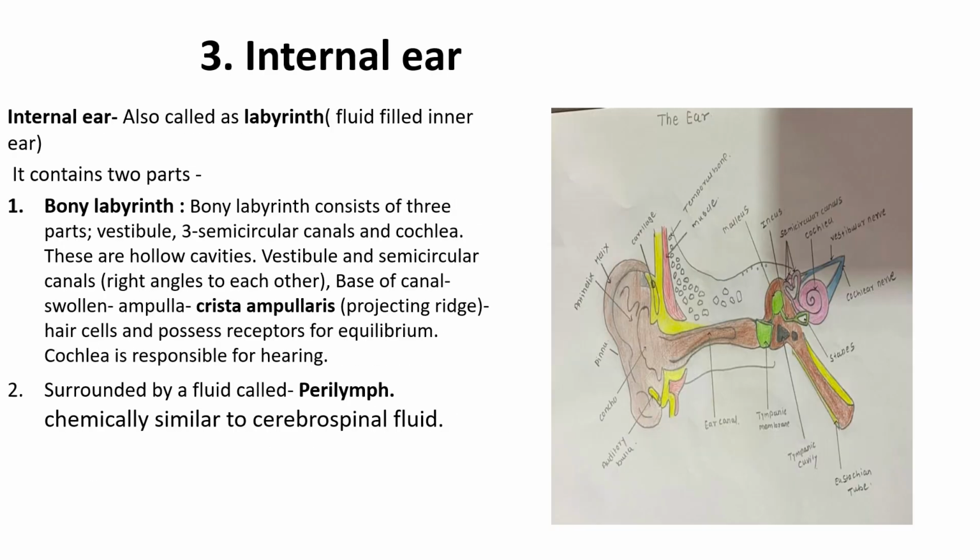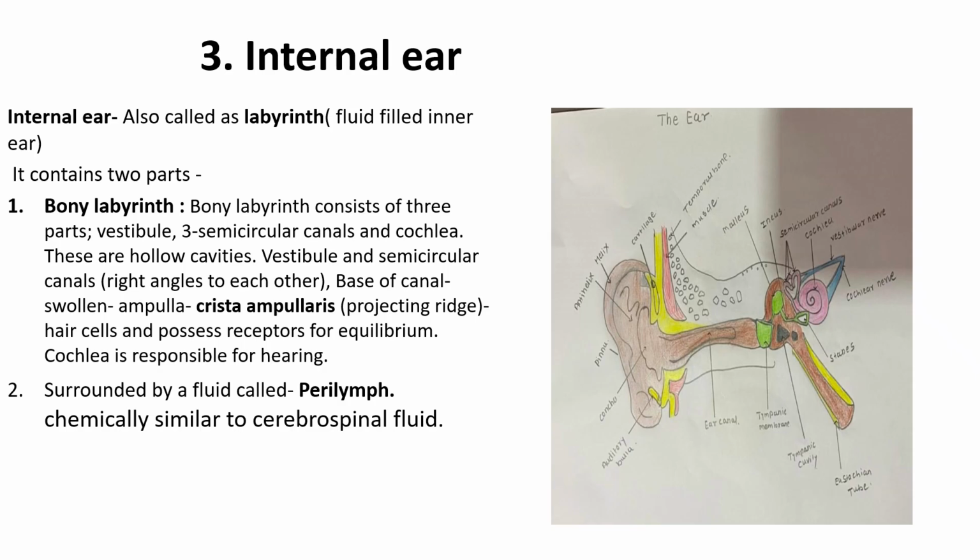The third part is the internal ear. It is also called the labyrinth. It is filled with fluid, that is perilymph. So it has two parts. The bony labyrinth consists of three parts: vestibule, semicircular canal, and the cochlea. So there are hollow cavities.